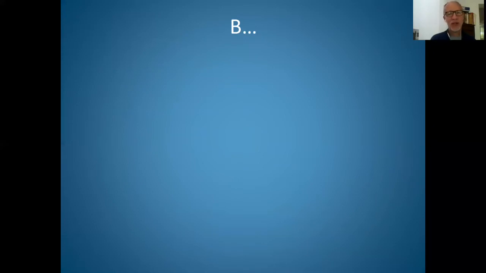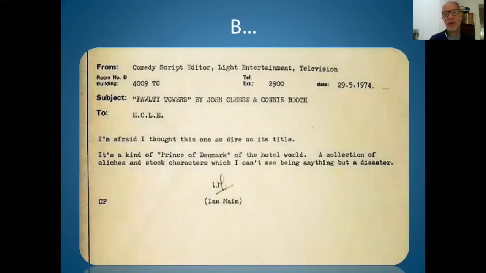Now, this is Fawlty Towers we're talking about. Generally held to be a work of genius, hilarious, still being shown now. I absolutely love it. What did the BBC think of Fawlty Towers? I'll show you. Have a read of that.